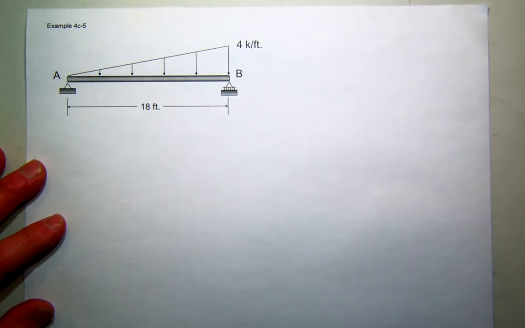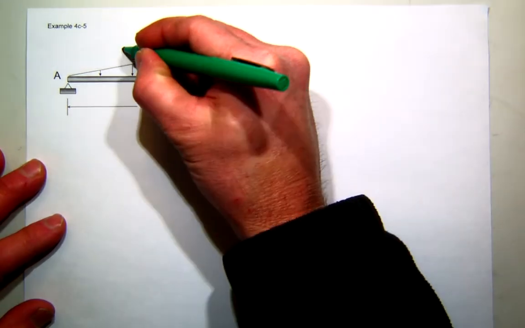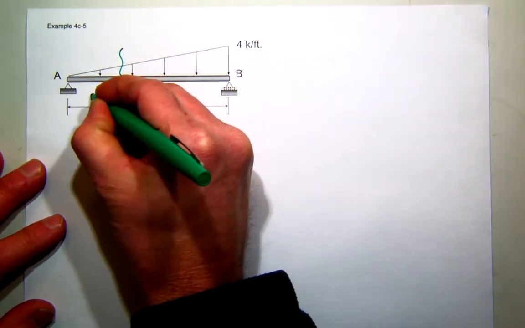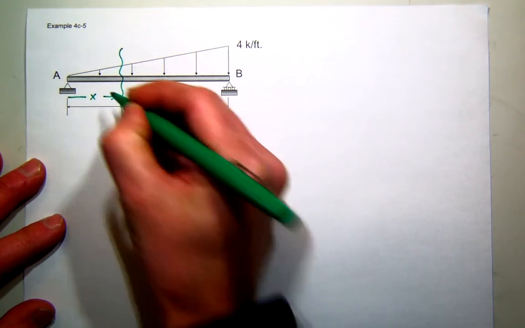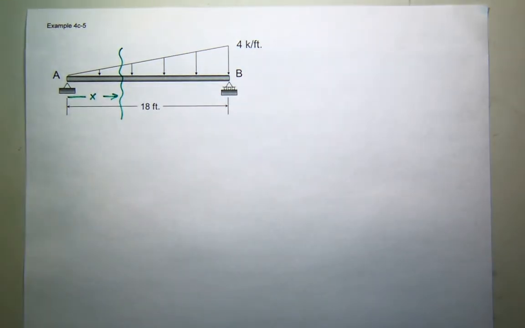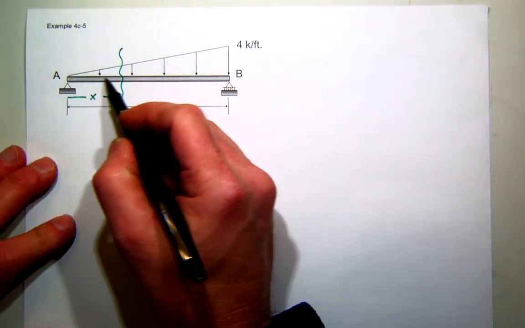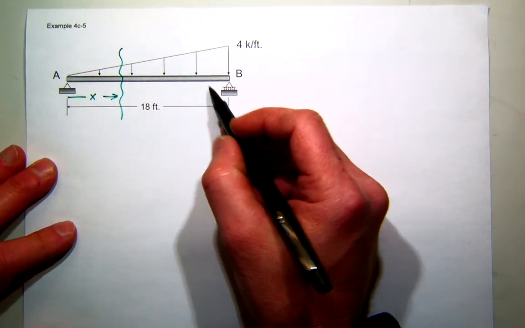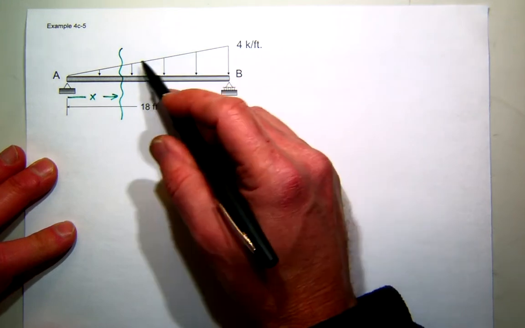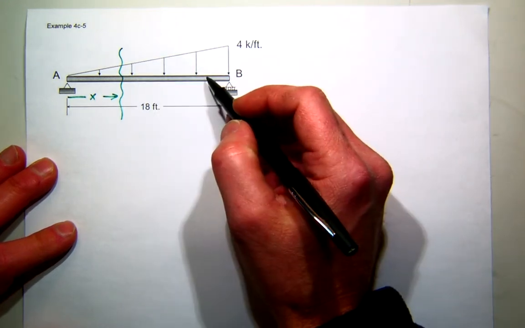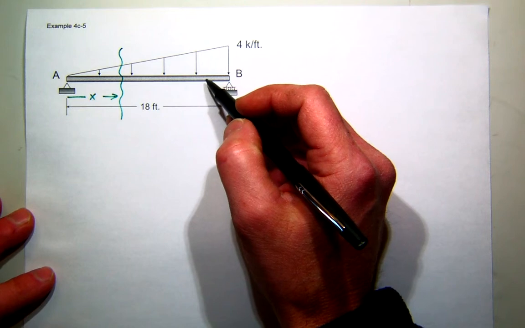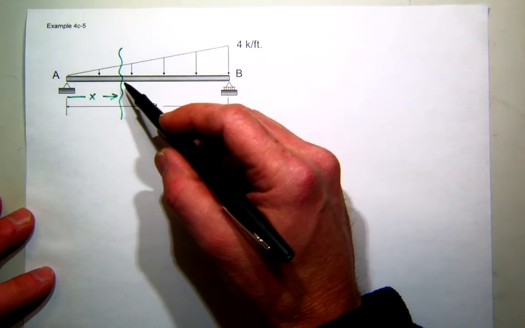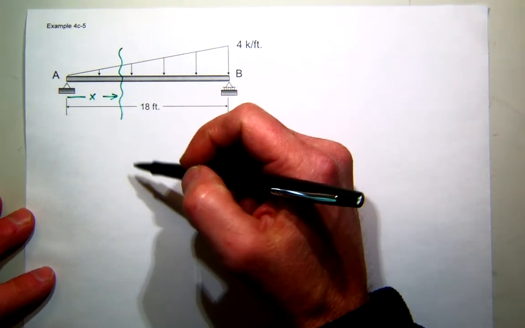So let's imagine the structure being cut at some distance x. And let's just review quickly whether you want to work the left side or the right side of the structure. If we look at the left side, you can see the load is triangular, and we have a reaction. The right side, a reaction also, but the load is trapezoidal. And trapezoidal loads, although not hard, are more work than a single triangle. So we'll do the left-hand side.